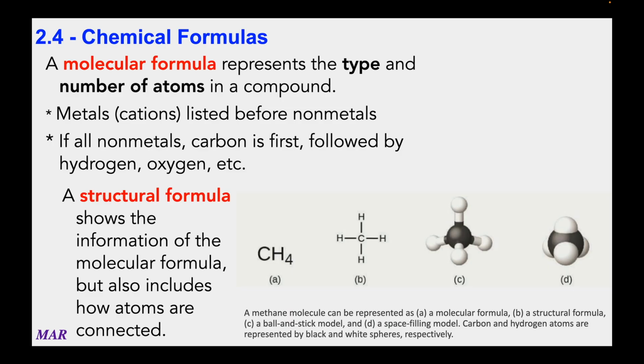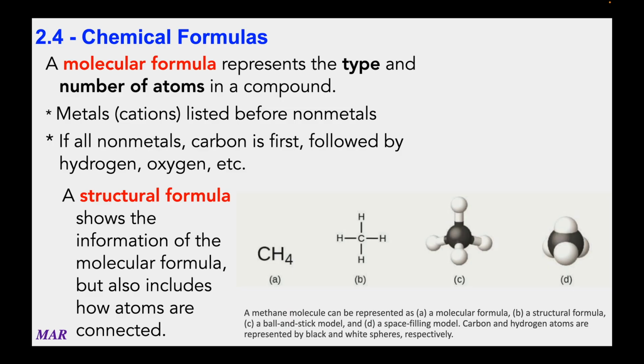First of all, if there are any metals or cations in the formula, put them first. So for example, table salt is sodium chloride. Sodium is a metal, and chloride, the chlorine, is a nonmetal. So the metals always go first. It's never chloride sodium or something like that.